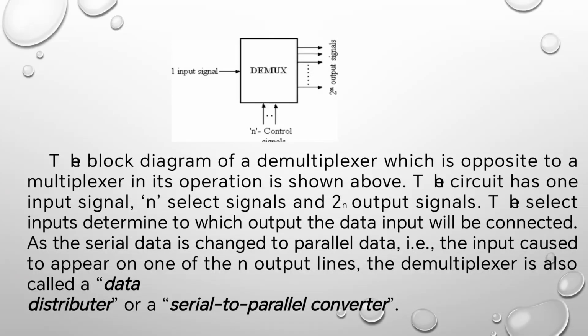So this is the block diagram for the demultiplexer. The block diagram of a demultiplexer, which is opposite to a multiplexer in its operation, is shown above. The circuit has one input signal, n select signals, and 2^n output signals. The select input determines to which output the data input will be connected. As the serial data is changed to parallel data, that is, the input is caused to appear on one of the 2^n output lines. The demultiplexer is also called a data distributor.